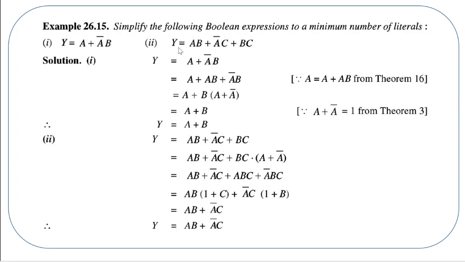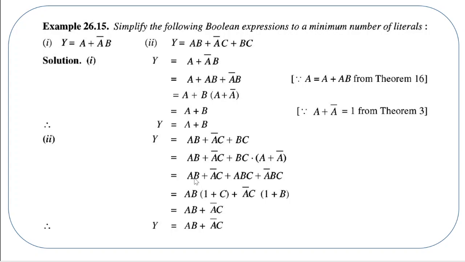Next one, Y equal to AB plus A bar C plus BC. Now BC I can write as BC dot 1, and 1 is nothing but A plus A bar. So I can write AB plus A bar C plus BC dot A plus A bar. Now expand this. This is ABC plus A bar BC.